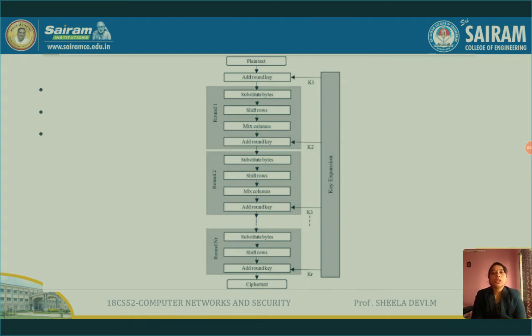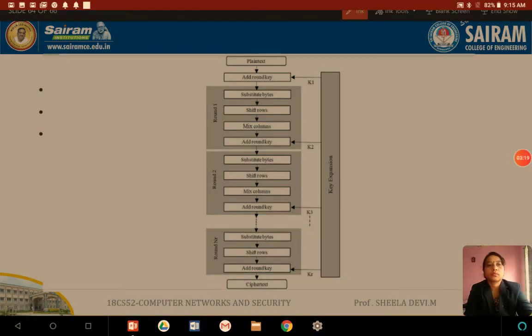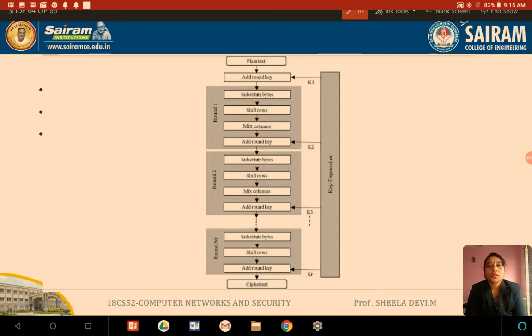Then in every round 4 processes will be happening. The first process in every round will be substitution of bytes, shifting the rows, mixing the columns, and the add round key. So for every round, for all the 10 rounds, a new key will be generated, and the key generation is again a separate process, which is a function of the previous keys. Okay, so first in every round, as I said, 4 processes are done.